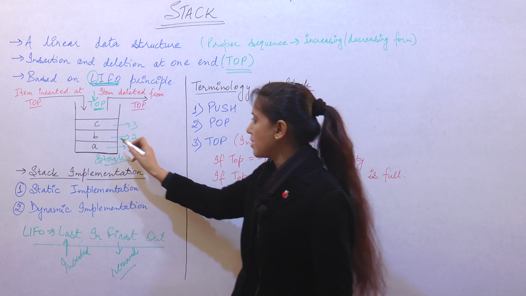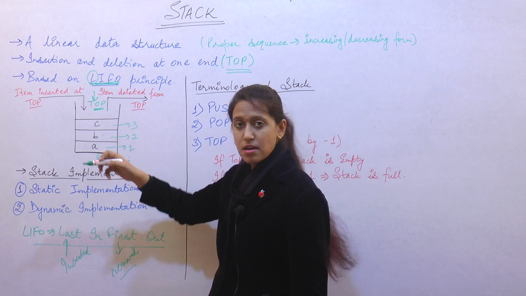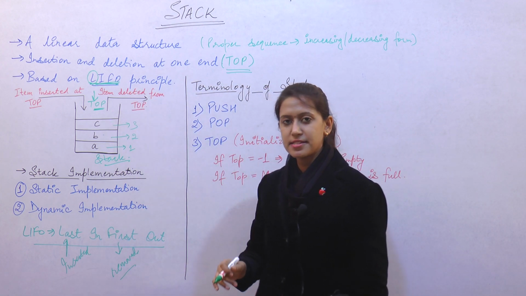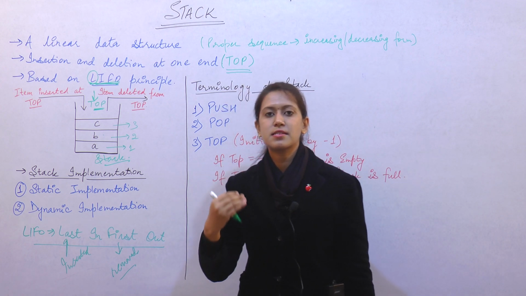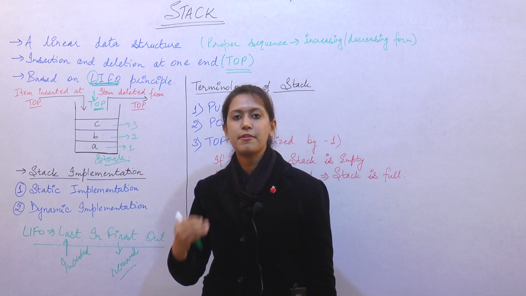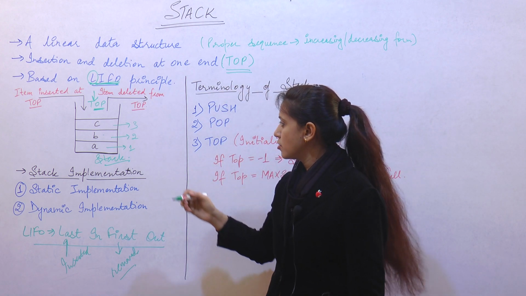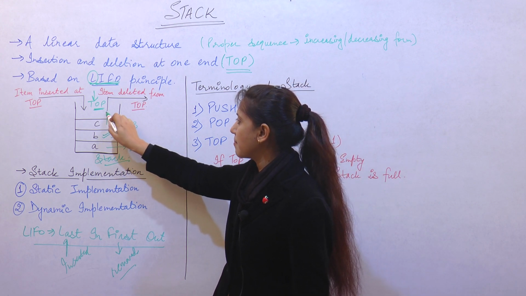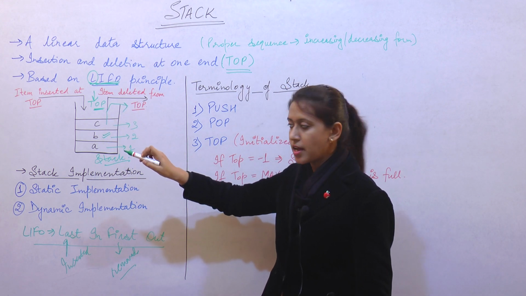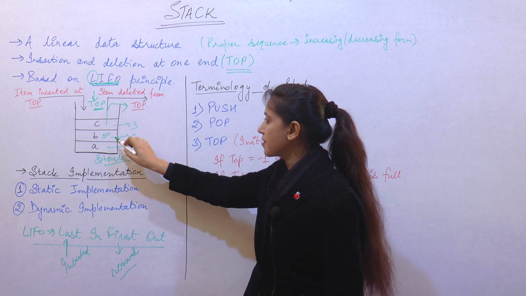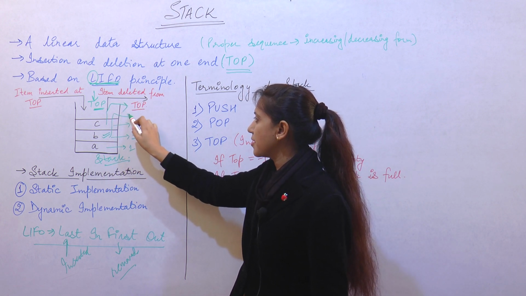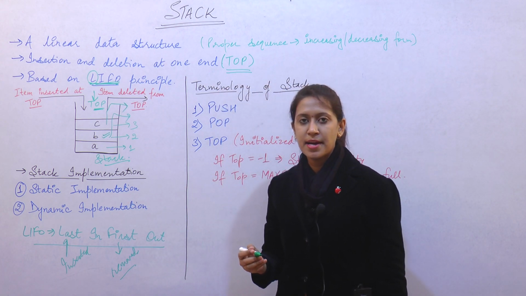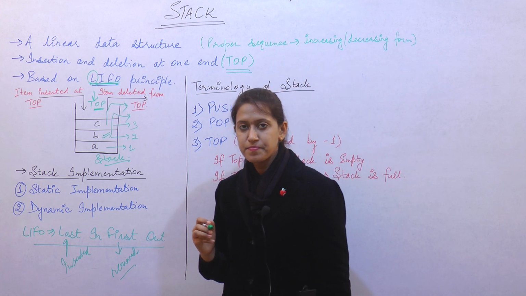So for removing element B, we can't remove B directly, because the principle states that the element inserted last in the stack will be the first to be removed from the stack. So for removing element B, we will first remove element C from the top of the stack. After removing element C, we will remove the next element, B, from the top of the stack. In this way we can remove elements from the top of the stack.